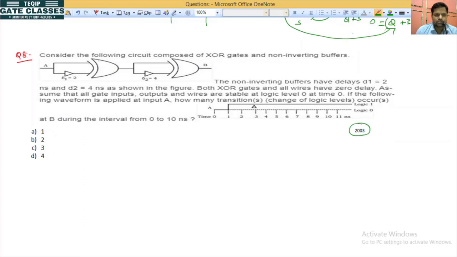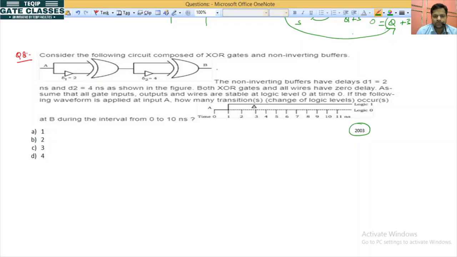So in this question, consider the following circuit composed of XOR gates and non-inverting buffers. Non-inverting means a buffer that does not invert, it directly transfers the values. It will transfer the value to the other side. Inverting buffer means it will invert that value. If you give 0 it will give 1, but non-inverting means if you give 0 the output will be 0. Okay.